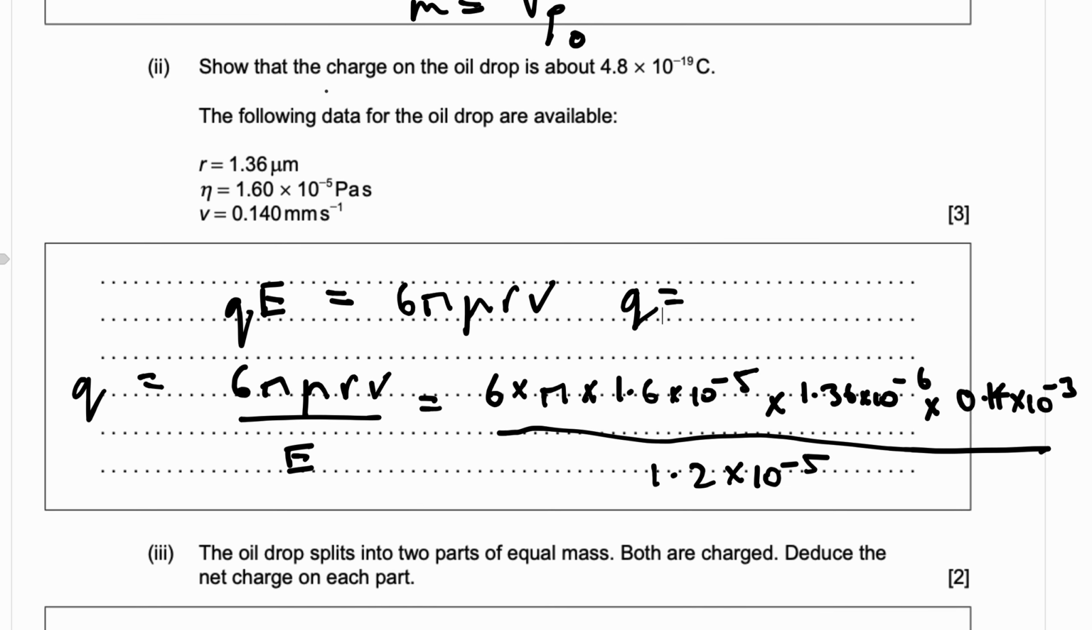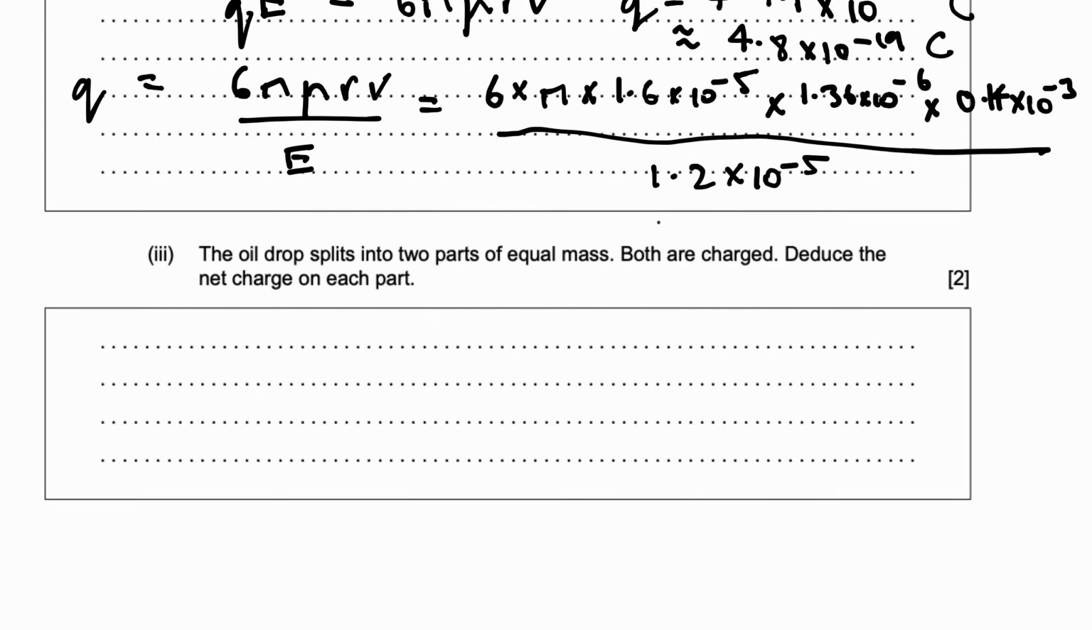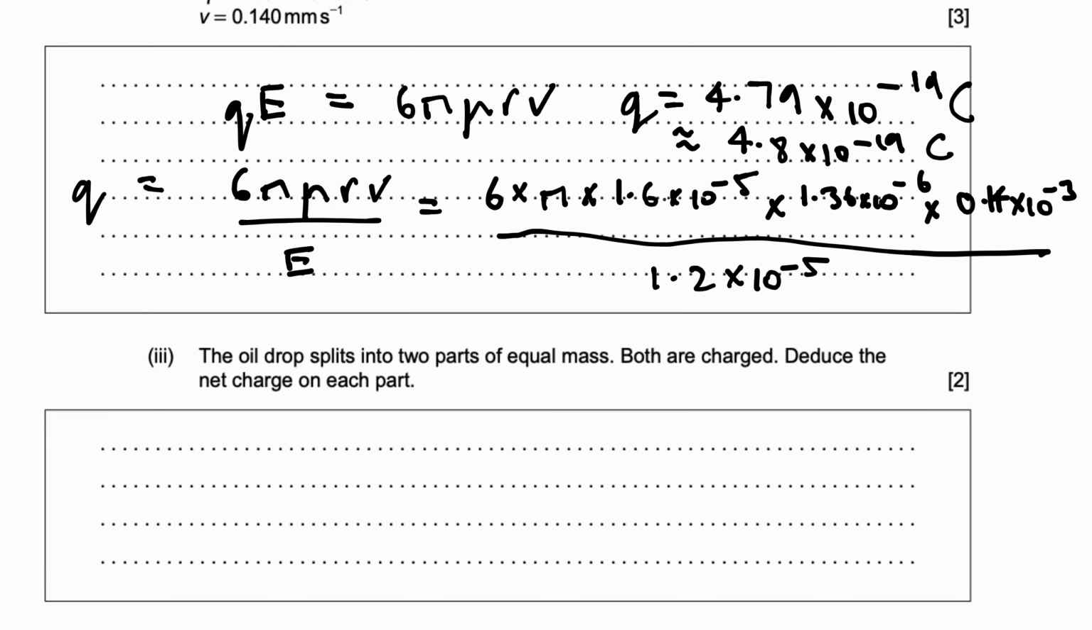So I get that Q is equal to 4.79 times 10 to the power of negative 19 coulombs. And of course, I can then say that this is roundabout equal to 4.8 times 10 to the power of negative 19 coulombs. Okay, that's your answer. That's this proven. Okay, now the last part. The oil drop splits into two parts of equal masses. Both are charged. Deduce the net charge on each part.